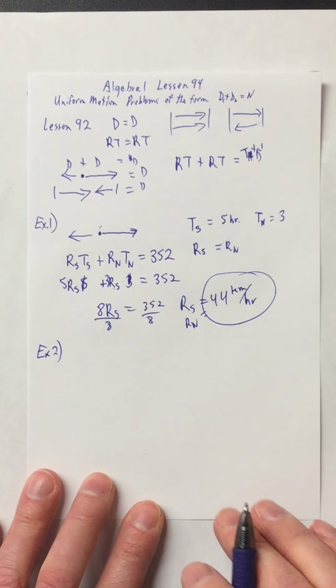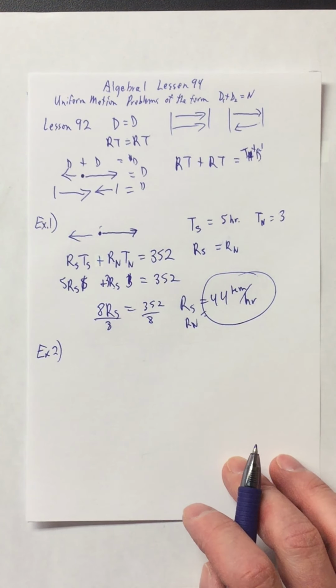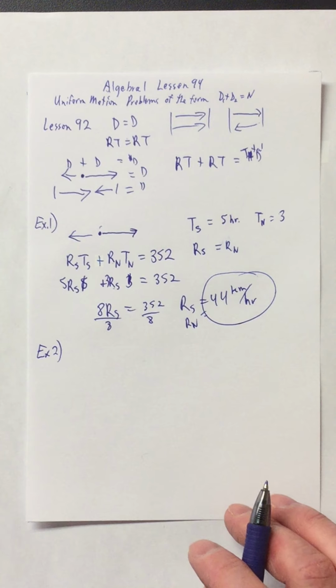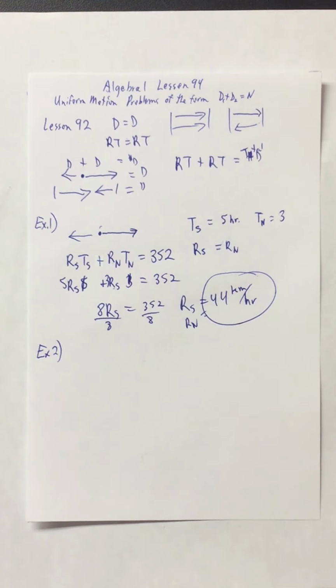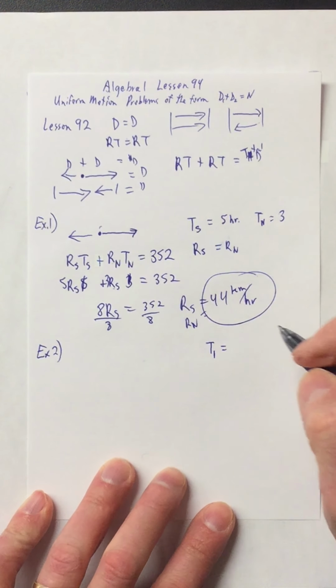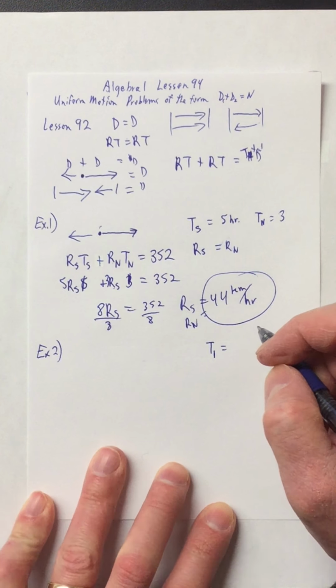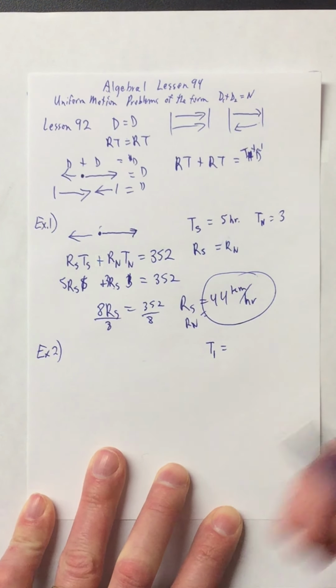Example 2. Once again, we got a train that starts from Toledo at 11 a.m. and heads to Mackinac, 332 kilometers away. At the same time, there's a train that leaves Mackinac and heads toward Toledo at 65 kilometers per hour. If the trains meet at 1 p.m., what is the rate of the first train? Okay, so let's do the time of the first train leaving Toledo, leaves at 11 a.m. and they meet at 1.